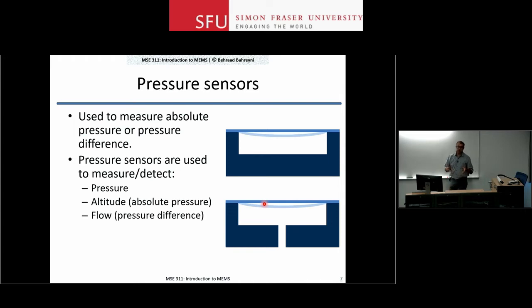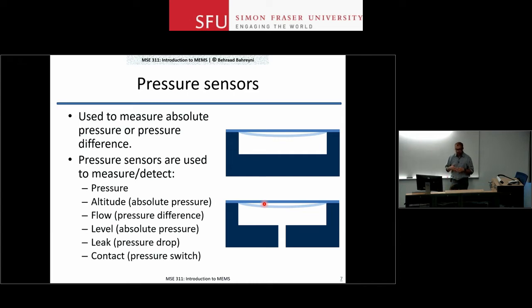You can measure flow, right? So in many cases, the flow can be measured by looking at the pressure difference between two segments of a microfluidic system, for example, based on Venturi effect. You can measure level in, for example, a fluid tank. The pressure that is applied to the bottom of that tank is proportional to how much fluid you have in that tank. You can measure leakage in a system, again, based on a pressure drop, for example.